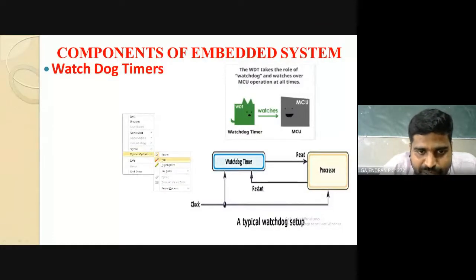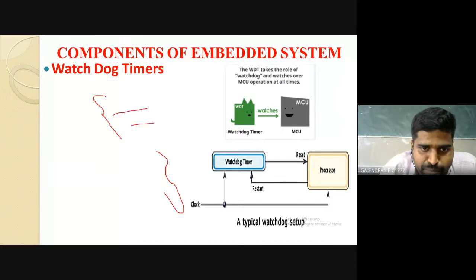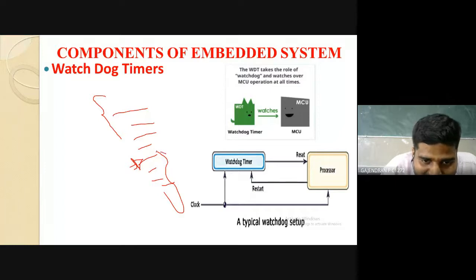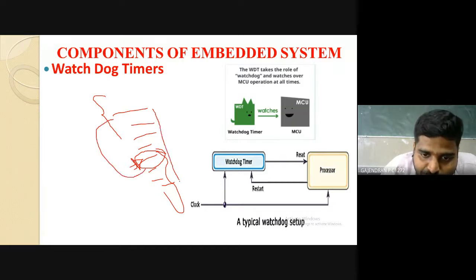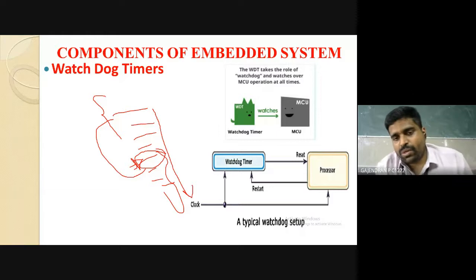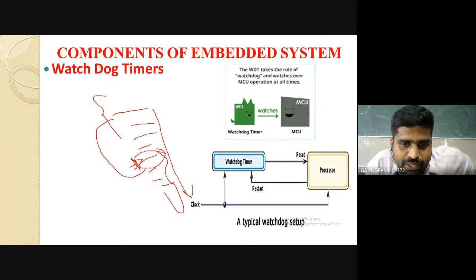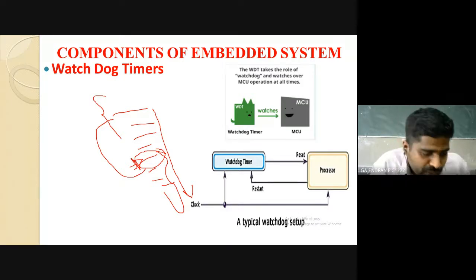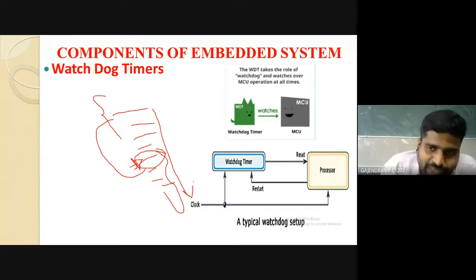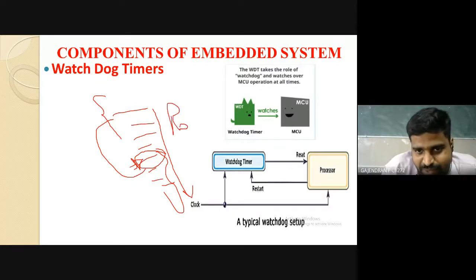Whenever I find my function has collapsed, see, I have a number of lines. My controller may be in this line and it gets stuck here. I want to force my system to go back here and start executing from here. What will you do? You will do reset, sir. You will do reset.